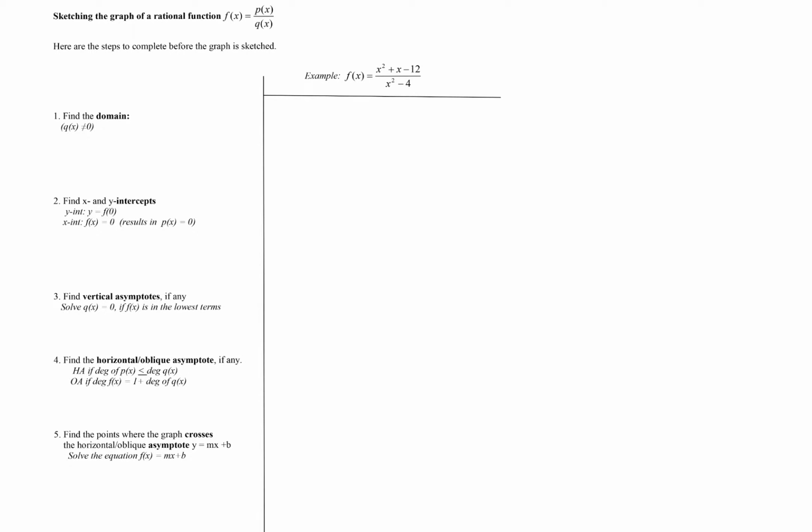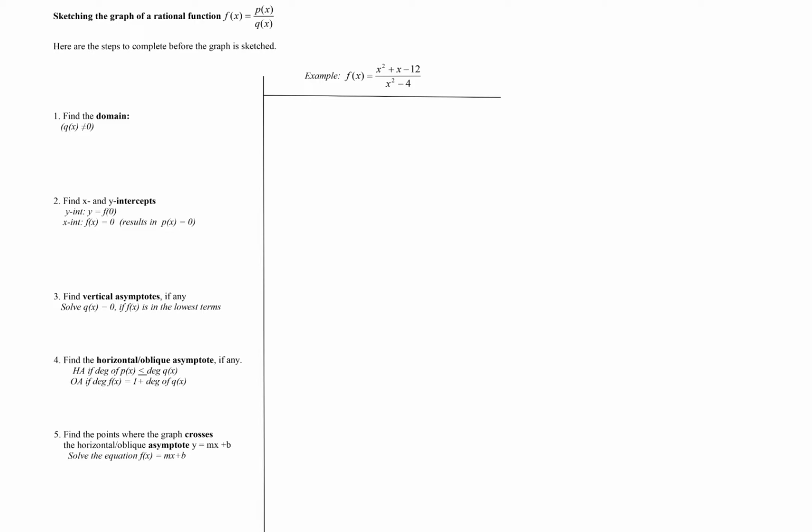Graphing a rational function is a rather lengthy process because of the many properties that function has. There are 7 steps that we will follow to end up with the graph of the function. The steps are listed on the left, and on the right we'll work on the example. Function f of x is (x squared plus x minus 12) over (x squared minus 4).